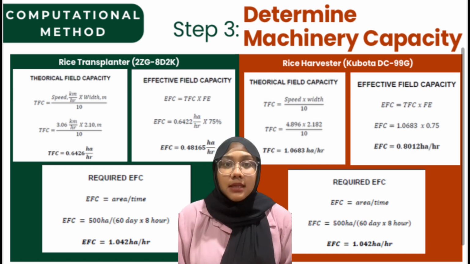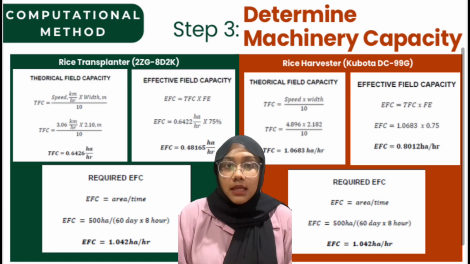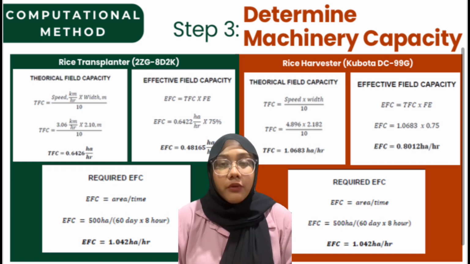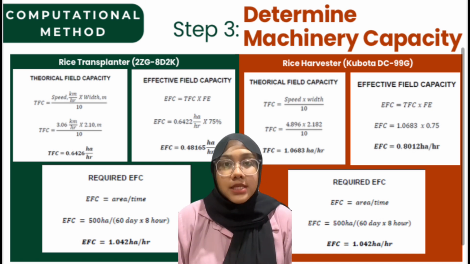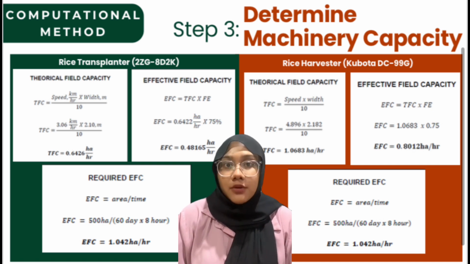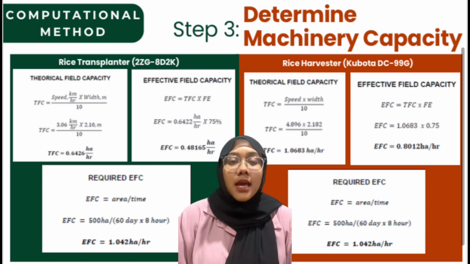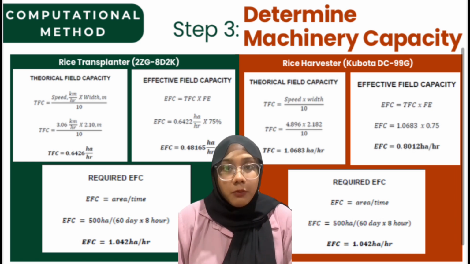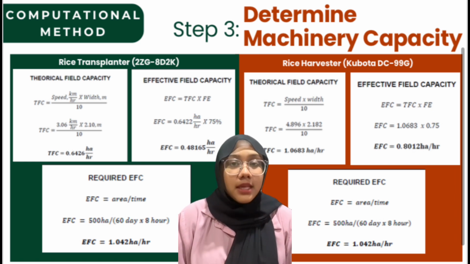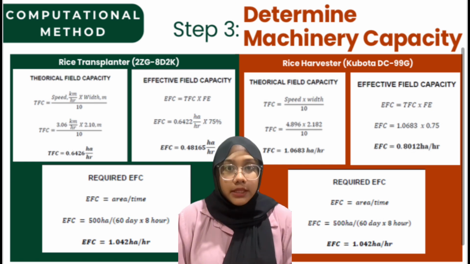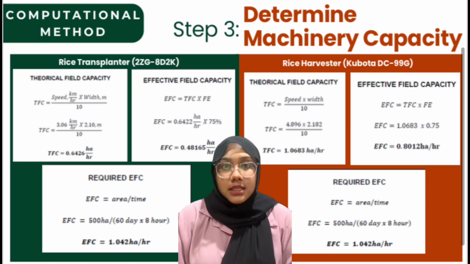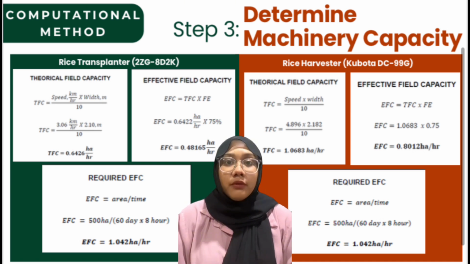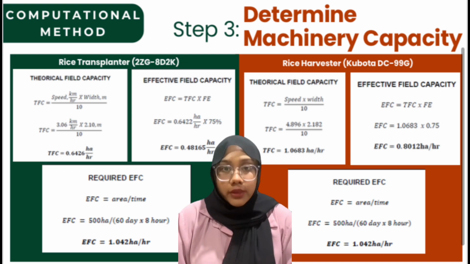After that, we must calculate its EFC, which is TFC times the field efficiency. For the rice planter, the answer that we get is 0.48165 hectare per hour, and for the rice harvester is 0.8012 hectare per hour. The last thing we need to do is calculate the required EFC, and the formula that we use is area divided by time. Both machinery have the same required EFC, which is 500 hectare divided by 480 hours equal to 1.042 hectare per hour for both machinery.